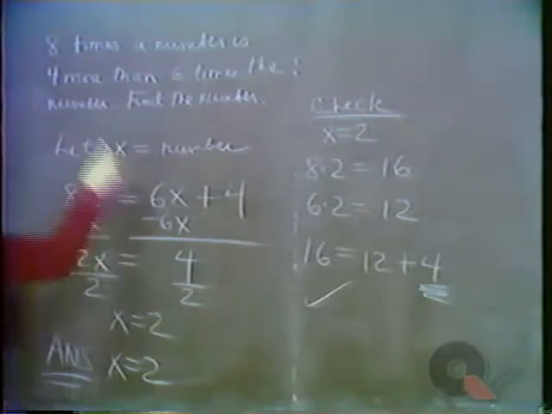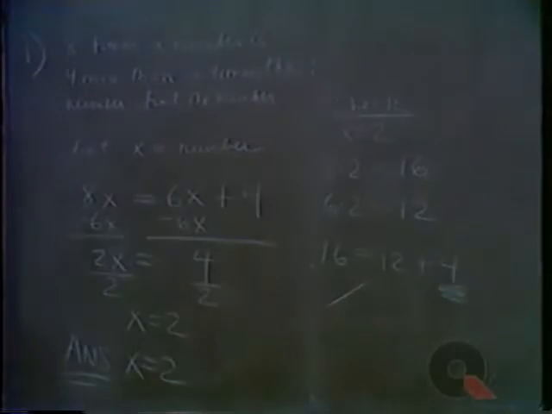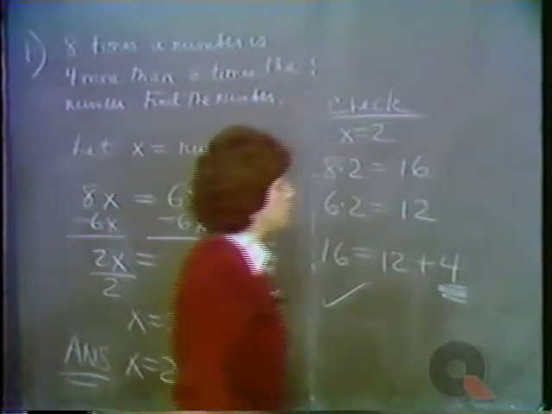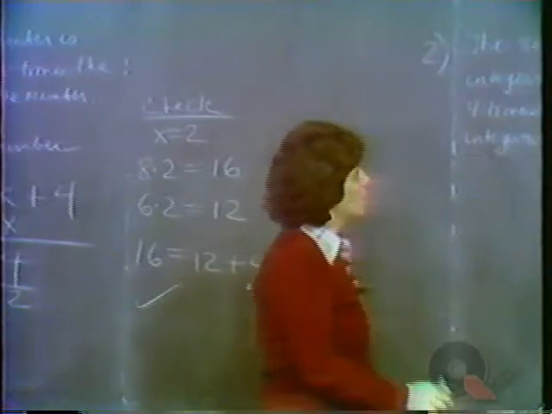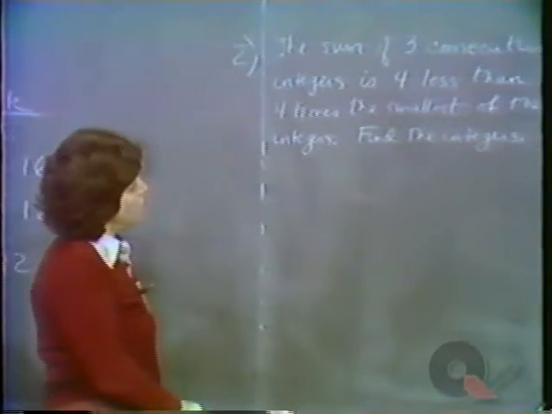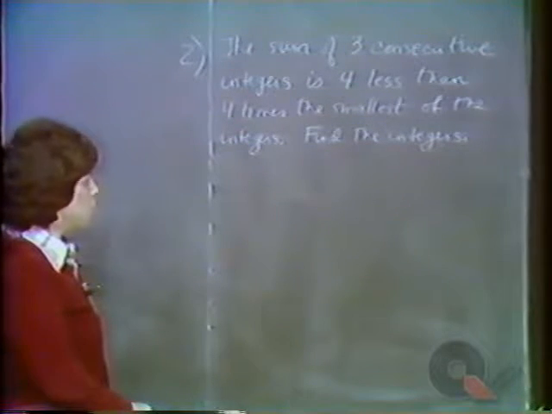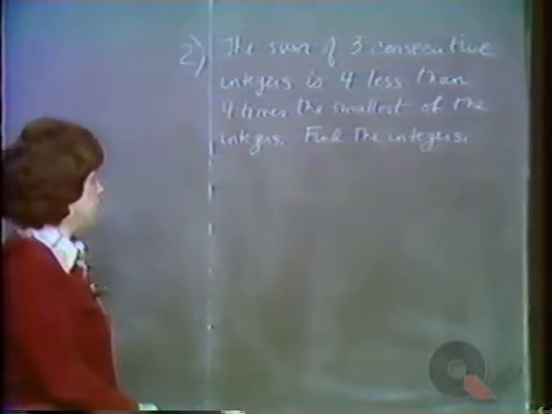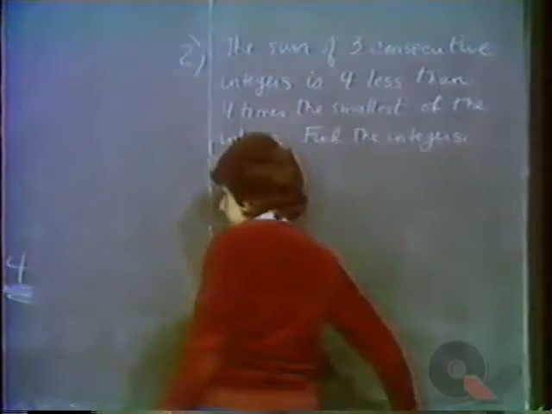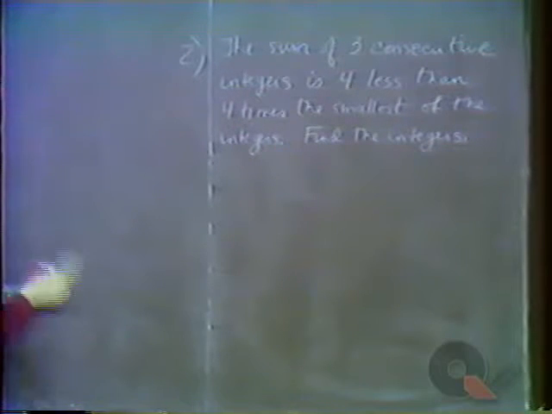This was problem 1 on the problem sheet. We're now going to move over to problem number 2. It says the sum of 3 consecutive integers is 4 less than 4 times the smallest of the integers. Find the integers. Now read that problem. Think about it for a few moments.